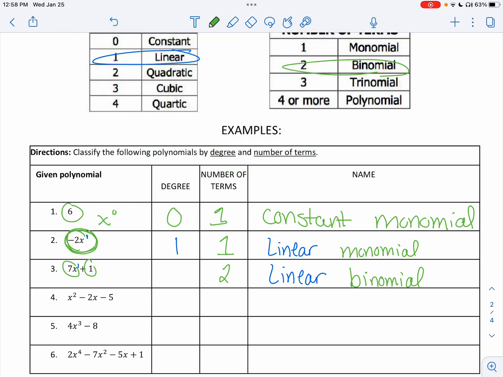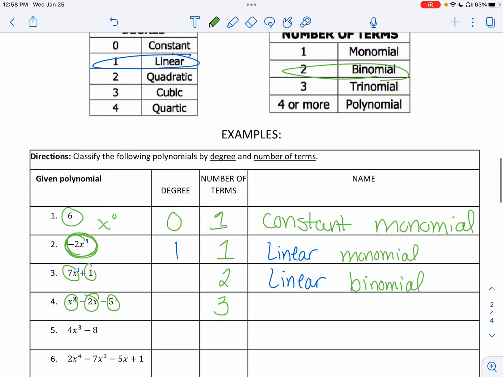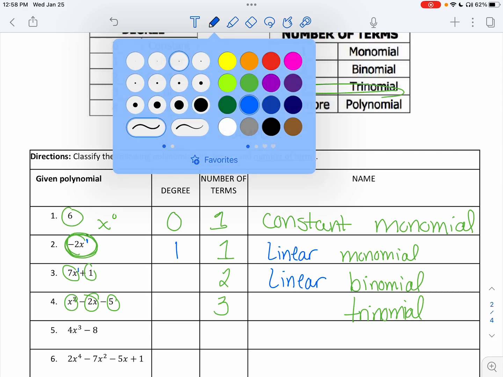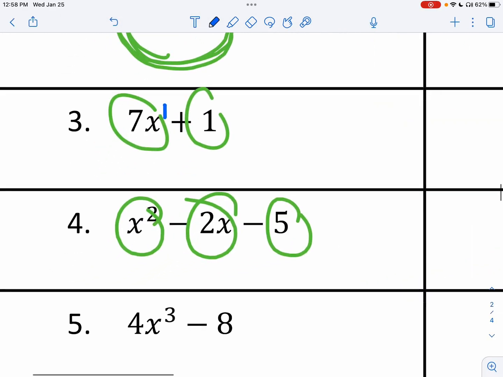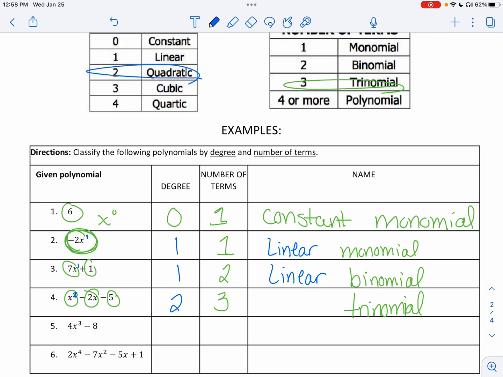On the next one, let's go ahead and count our terms. Separated by addition and subtraction, 1, 2, 3. I have 3 terms. I may as well write that word now. Let me erase my old markings. 3 terms is a trinomial. So I'm going to write that now. Trinomial. Now in blue, I'm going to find the highest degree, the highest exponent, which in this case is a 2. I never marked the last one, apparently. Since the highest degree is a 2, I'm going to call that quadratic.